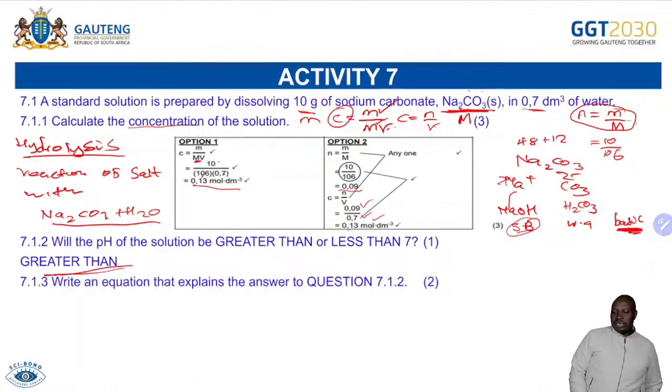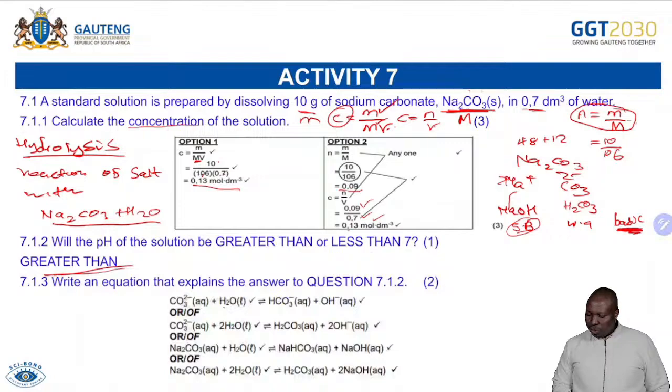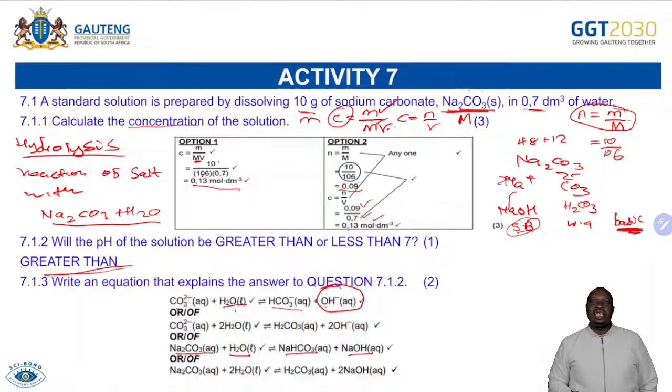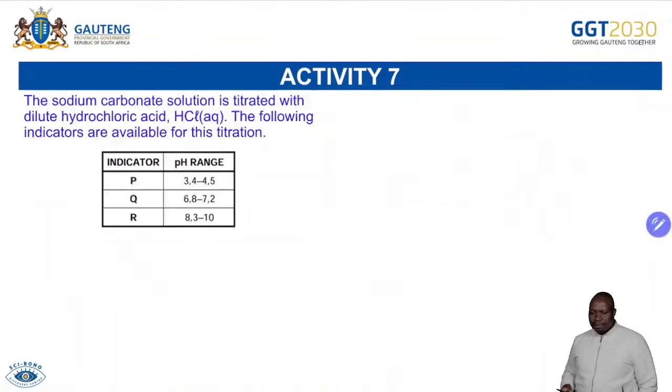Explain, which is what I just did now, to say your explanation is the reaction. You can take CO3, react it with water. You can take sodium carbonate, the whole of it, react it with water to form sodium hydrogen carbonate and sodium hydroxide. Or you can just take the ions and react them with water. Remember, it will form HCO3 minus plus OH. And because this salt forms OH, we're saying it's a basic salt. Remember, a basic salt will form OH as one of the products.